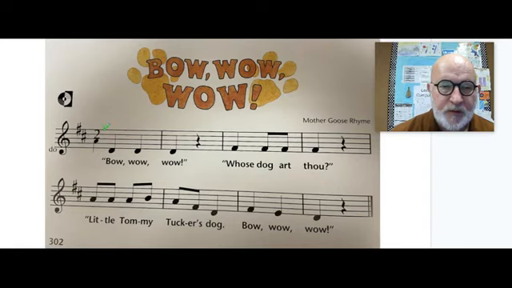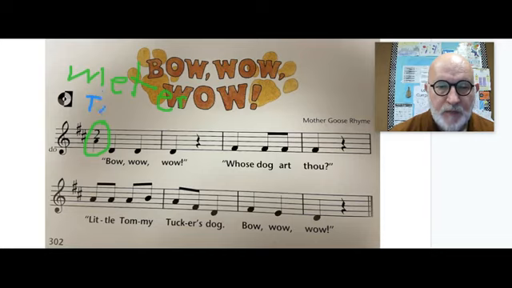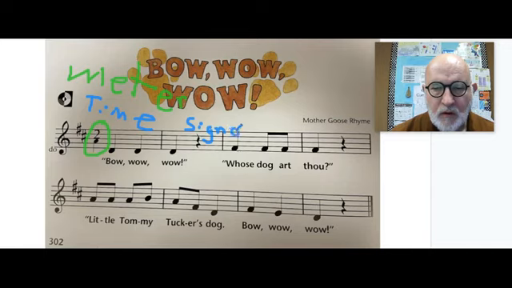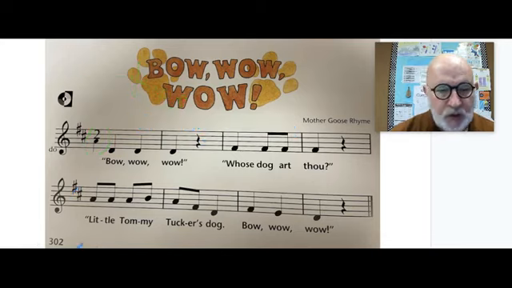And what's another name for time signature? Meter signature. Because it measures. So we have meter. Or another name is time signature. That's a little clearer, right? Okay, so meter or time signature. And there's a two on the top. So the two tells us that we get two beats in each measure.